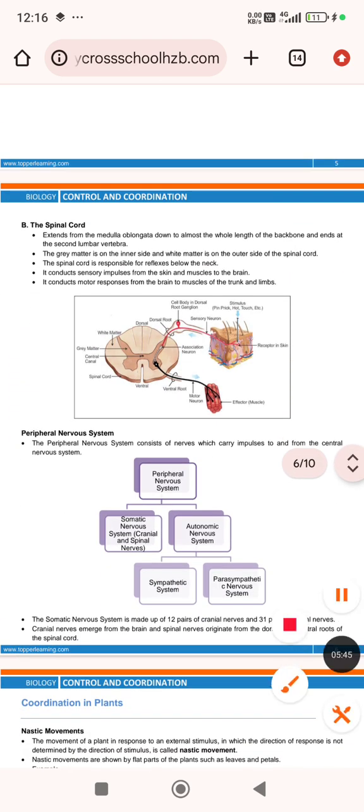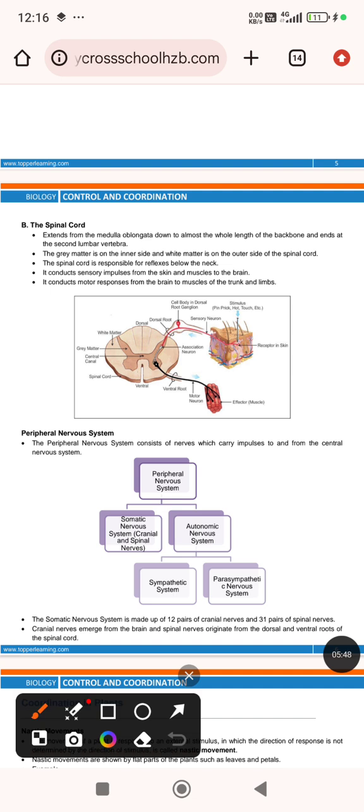Spinal cord. The spinal cord extends from the medulla oblongata down almost the whole length of the backbone and ends at the second lumbar vertebra. Number 2, the gray matter is on the inner side and the white matter is on the outer side of the spinal cord. The spinal cord is responsible for reflexes below the neck. It conducts sensory impulses from the skin and muscles to the brain. It conducts motor responses from the brain to muscles of the trunk and limbs. Here's the diagram.